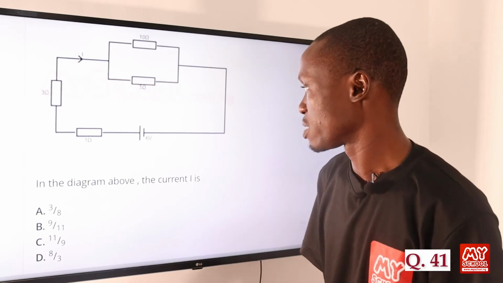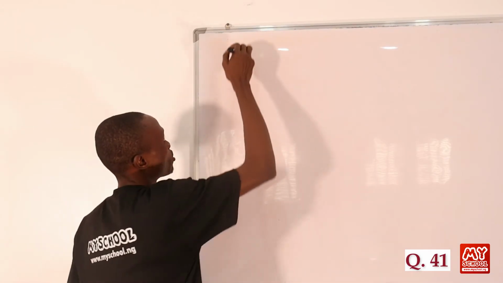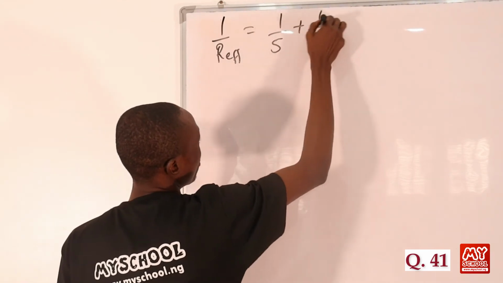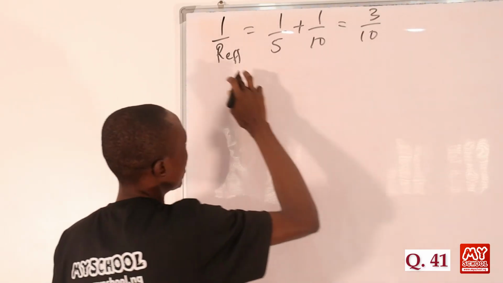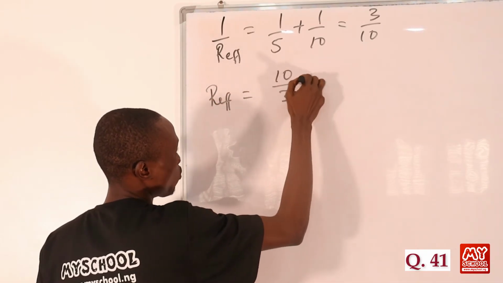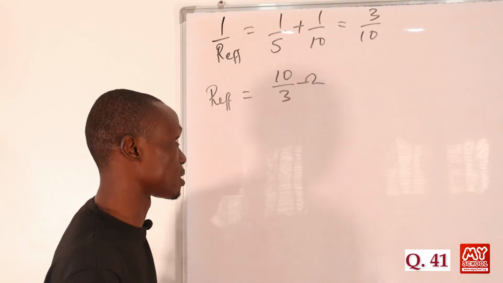Question 41. In the diagram above, the current I is, so let's move over to the board to provide answer to this question. As we can see in the diagram, the 10 ohms resistor and the 5 ohm resistor are in parallel. First of all, let's get the effective or total resistance there. 1 over R effective will be equal to 1 over 5 plus 1 over 10. If we solve this fraction, we'll be having 3 all over 10. So the effective resistance will be equal to 10 all over 3 ohms. This is what we got from calculating the effective resistance for the two resistors that are in parallel.